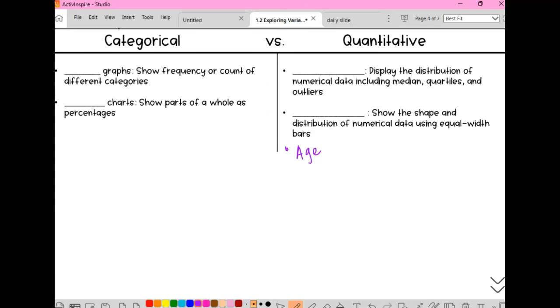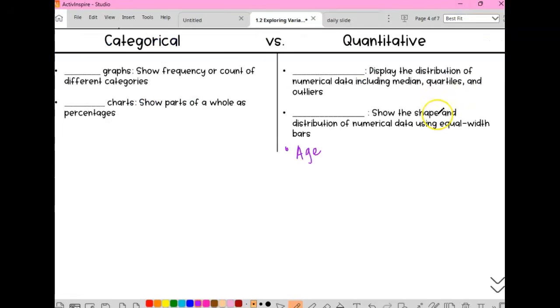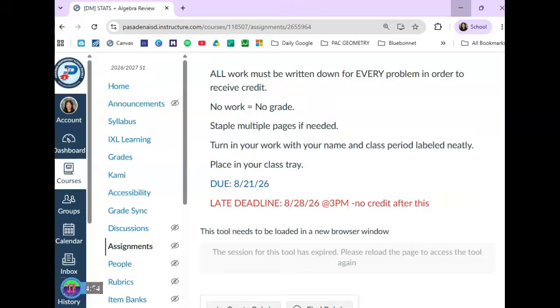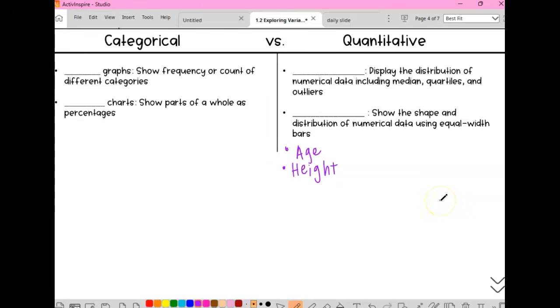Okay. The next one was your height. Is that categorical or quantitative, Victoria? So height was measured in centimeters. So is that, yeah, quantitative too. Height. Good. Okay. Foot length. Foot length was also measured in centimeters. So what is that, Elizabeth? Good. So, foot length.